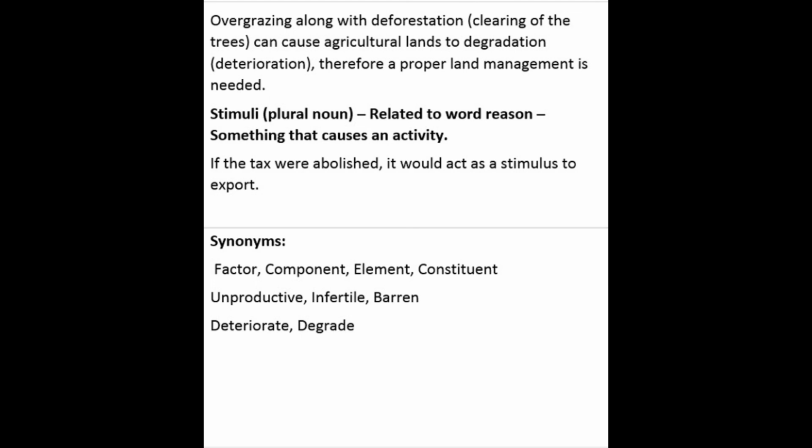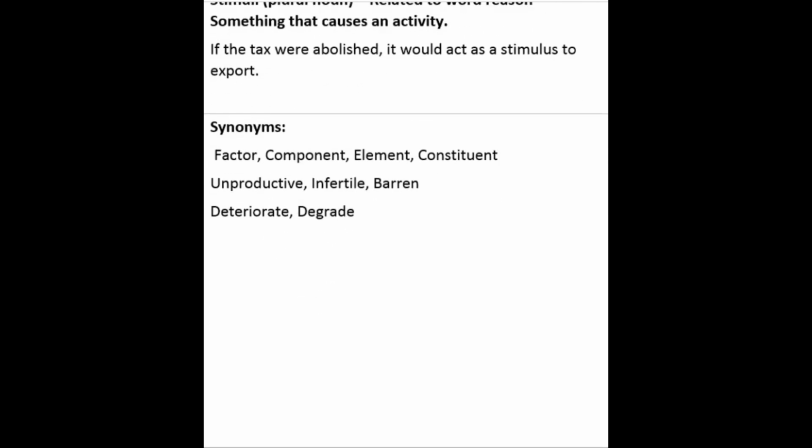So these are the words we use in our report. And you can see this number of synonyms we use for factor: component, element, constituent, and reason can also be a word related with these. So these are the synonyms we used over here in this report. Unproductive can also mean infertile, barren, or degradation. We also have deteriorate, whose meaning we have seen already, and degrade. These are synonyms, or related words, which can be called similar words.